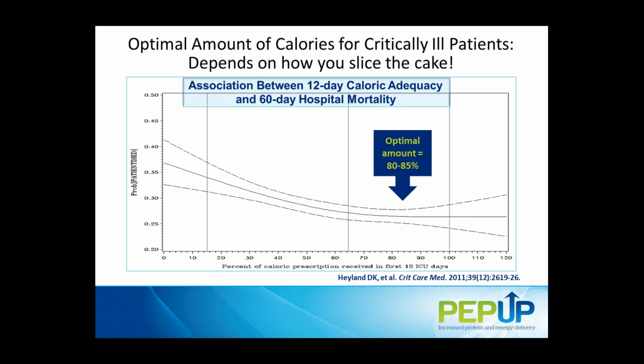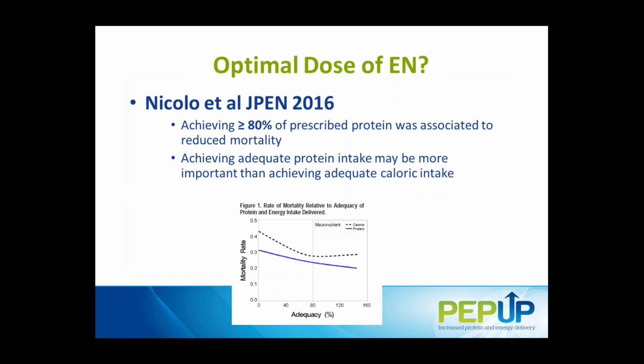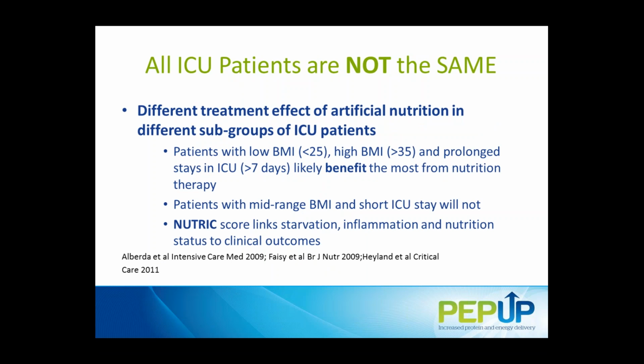So we felt that this was strong enough evidence to use as our quality target, but considering we were only feeding our patients about 50% of their requirements, this meant that we were doing a lousy job. And I just wanted to point out that our decision to use a goal of 80 to 85% was recently supported not only by the brand new 2016 ASPEN SCCM guidelines, but also by this study by Nicolo, which came out around the same time as the guidelines, where they found that achieving greater than or equal to 80% of the prescribed protein was associated with reduced mortality.